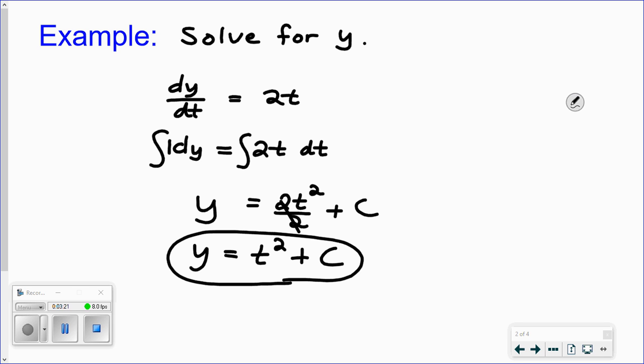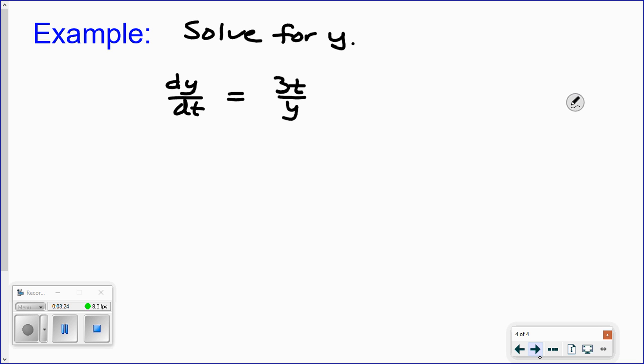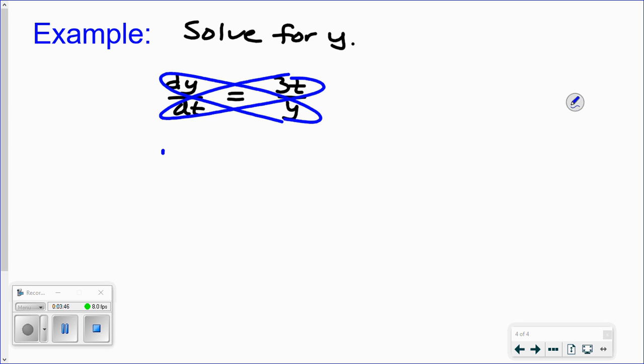Okay, let's look at a few more examples. This time our differential equation is dy over dt equals 3t divided by y. Our first step is to separate the variables. To separate this one, we actually could just cross multiply. By cross multiplying, I'll get y times dy equals 3t times dt, and our variables are separated. So the next step, we're going to integrate both sides.